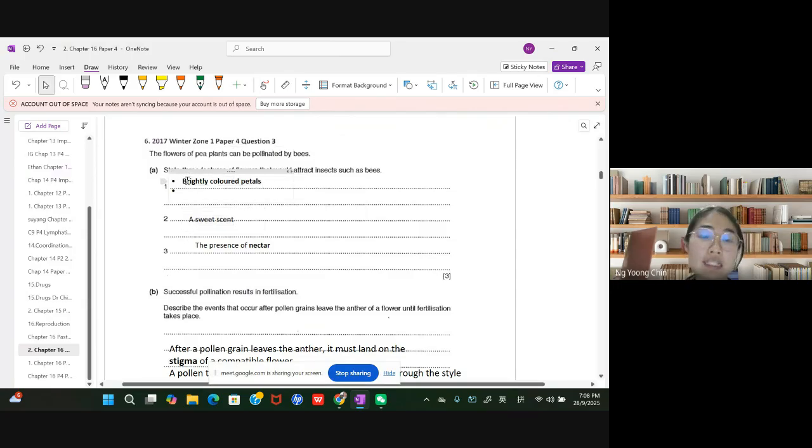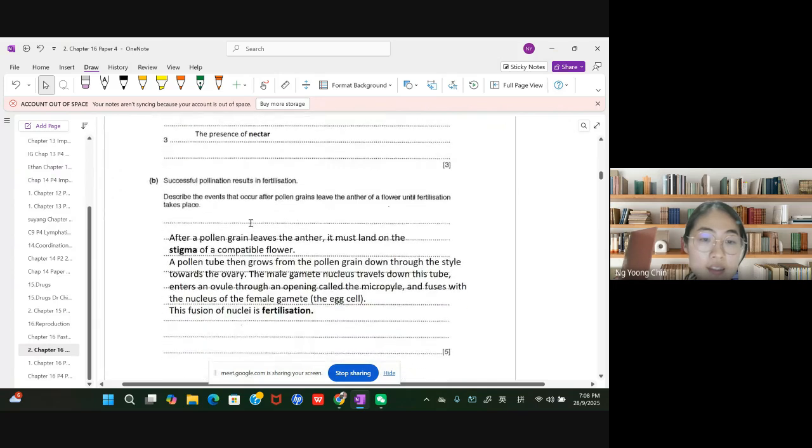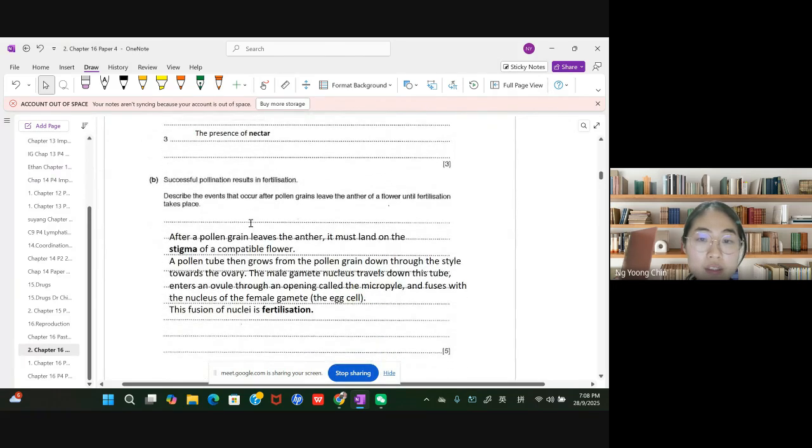So that's why they can attract the insect. Okay, they can attract the insect. Then, how about this one? Okay, describe the event that occurs after the pollen grains leave the anther of the flower until the fertilization takes place.